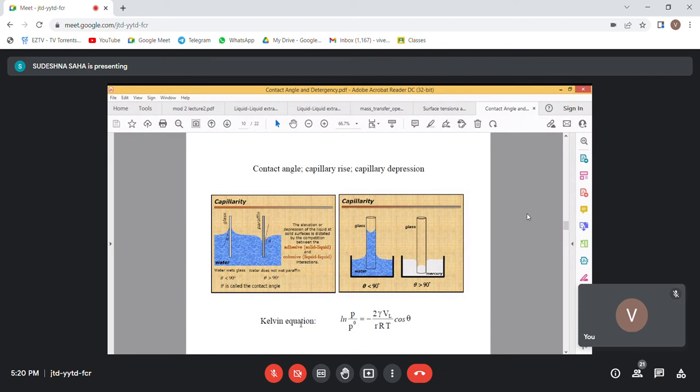And if you just put in the Kelvin equation, this is ln P by P naught equals 2 gamma VL divided by R RT. This r is basically the radius of the tube, and this R is the gas constant, T is the temperature, V is the molar volume of the liquid, gamma is the surface tension, that is gamma LV into cos theta will give you ln P by P naught, that is basically the pressure difference between the two phases, okay, two surfaces basically. So this is what you will find out from the Kelvin equation.